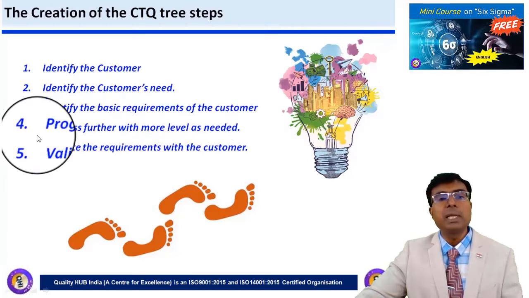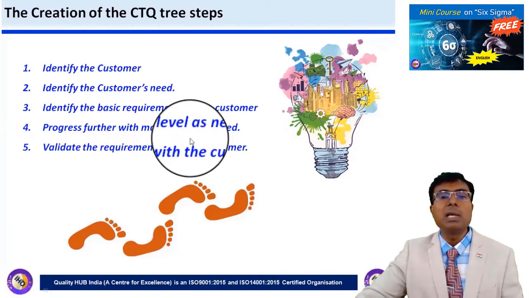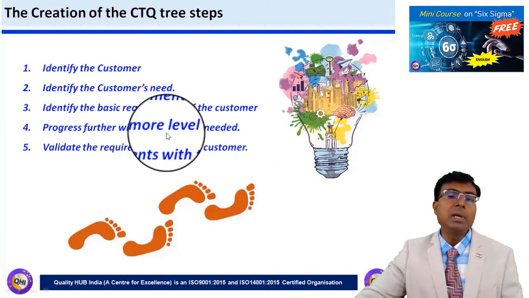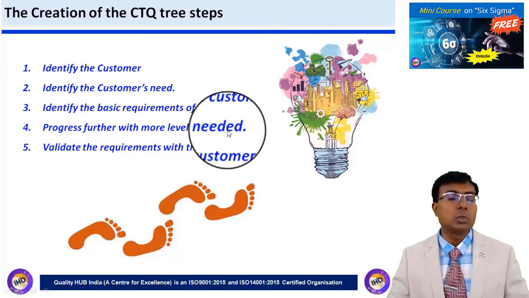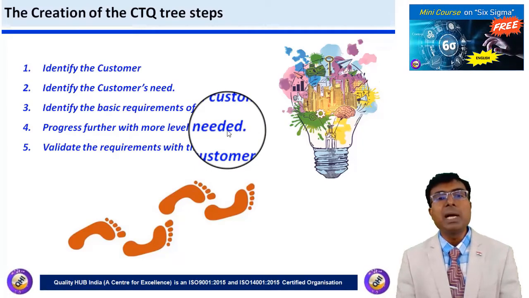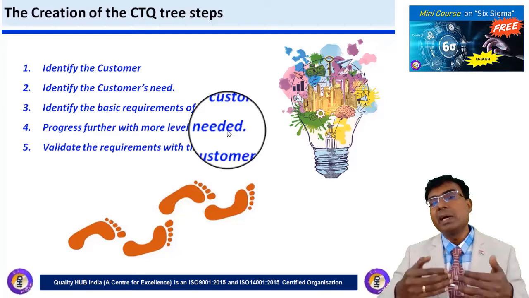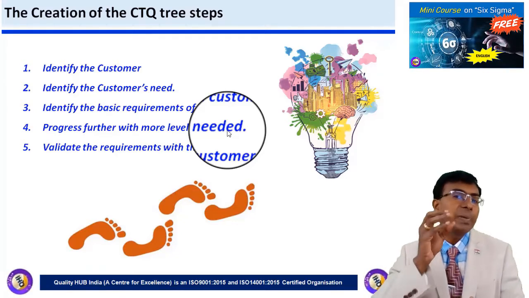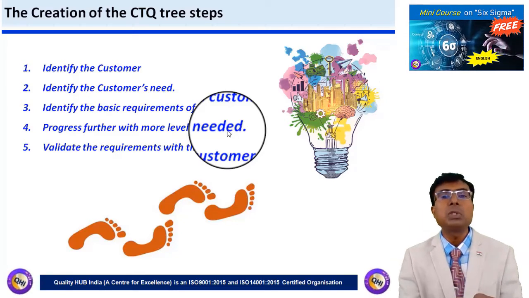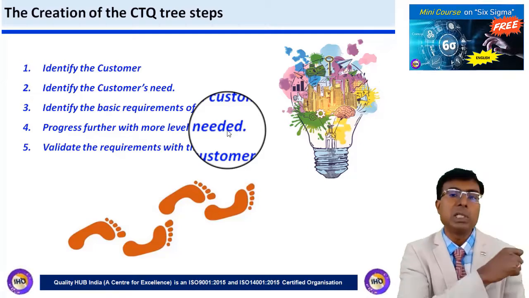Then in the fourth step, progress further with more level as needed. So how many level it needs to go, there is no fixed rules. Ultimate aim is that step by step you should be moving ahead to identify the critical aspects which can be controlled so that your customer requirements can be influenced positively.